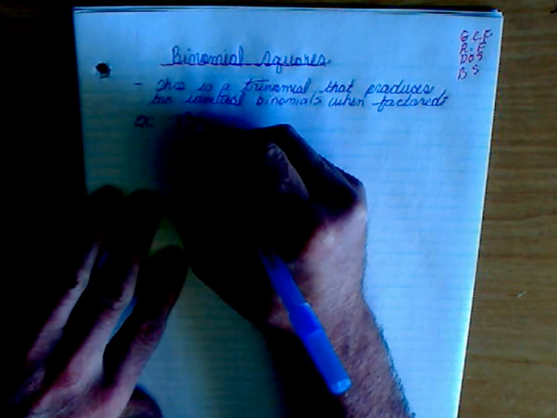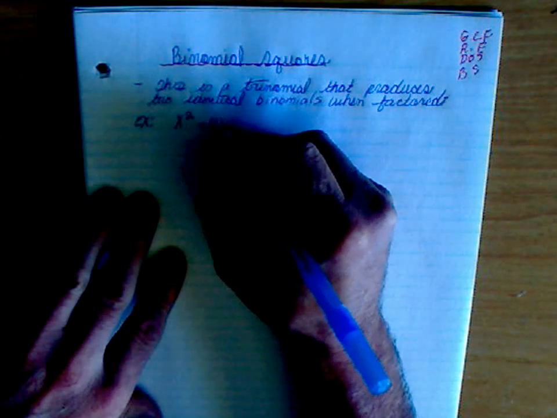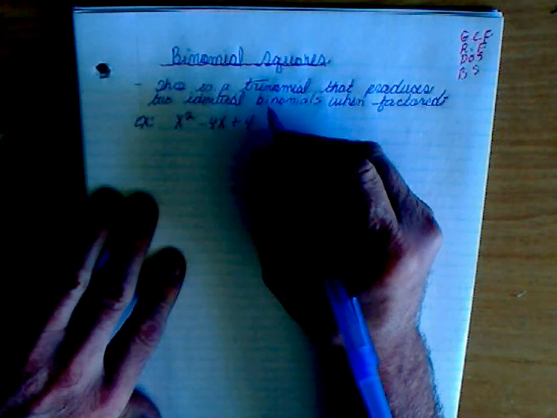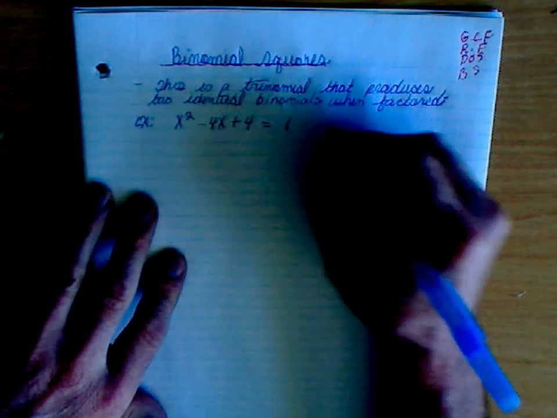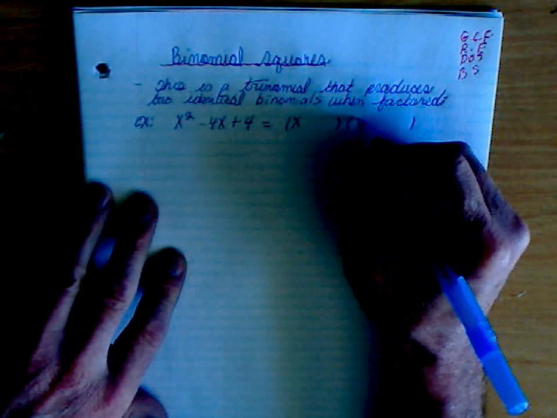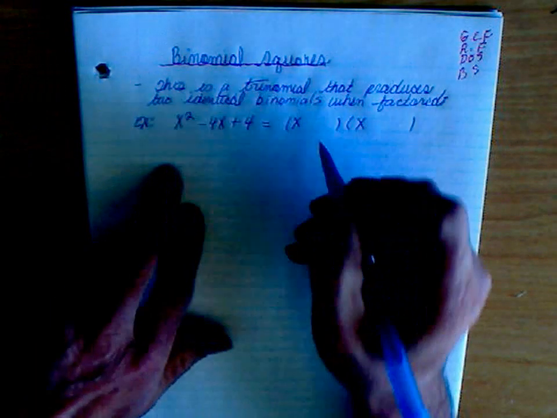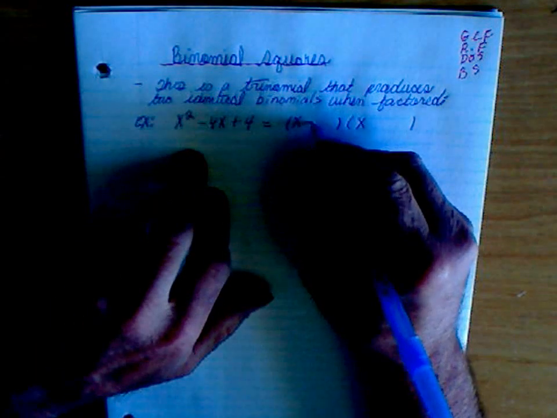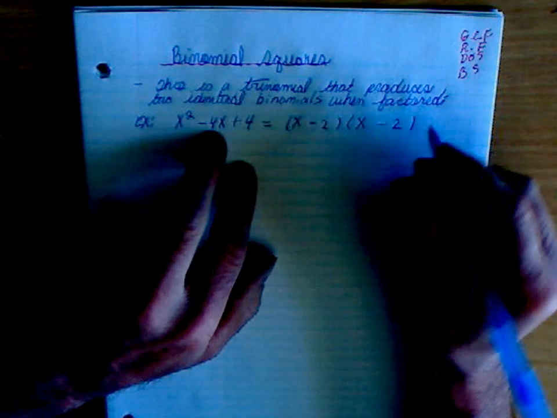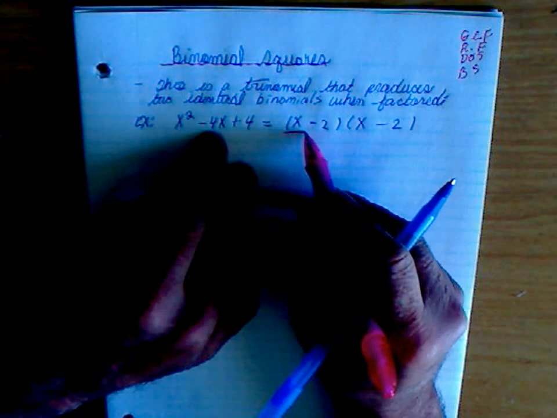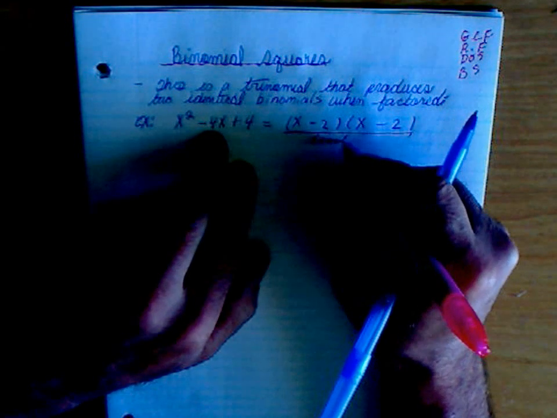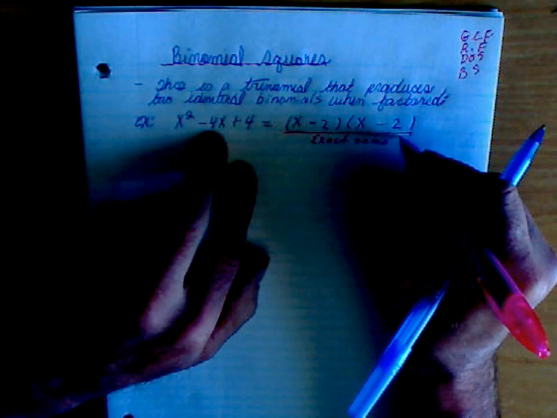So we get something like x squared minus 4x plus 4. This is going to equal, there's our brackets. Square root here is going to be our x and x. So what we're going to need is our two terms. They got to multiply to positive 4 and add to a negative 4. So there is our two binomials that are identical. Exact same.